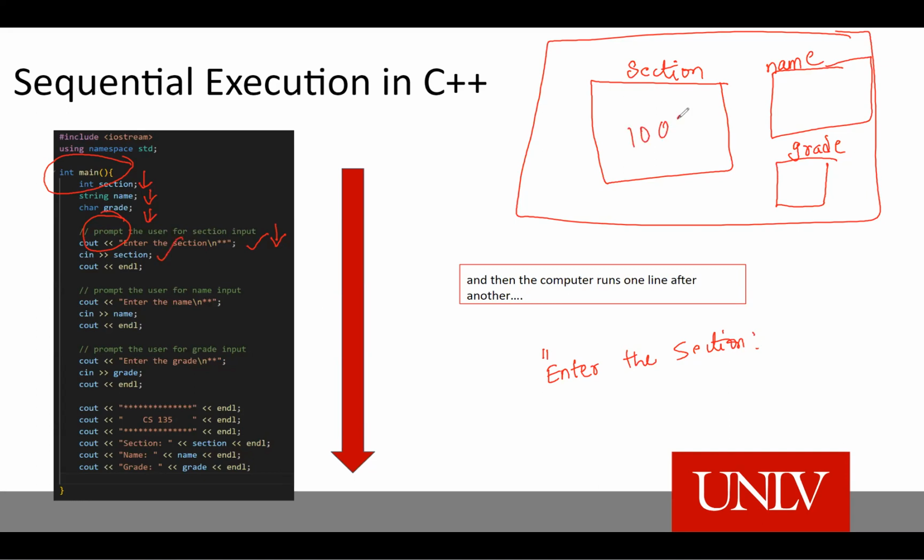The user will give the input. Whatever input the user gives gets stored in the variable. Whatever the user gives as input for the name gets stored in the variable name, and whatever input the user gives for a grade gets stored in grade. So this is basically sequential execution. At the end, we are displaying whatever input we received in a nicely formatted manner. So this program demonstrates that program execution happens in a sequential manner. It starts at main, and it goes line after line, line after line. That's pretty much about sequential program execution.